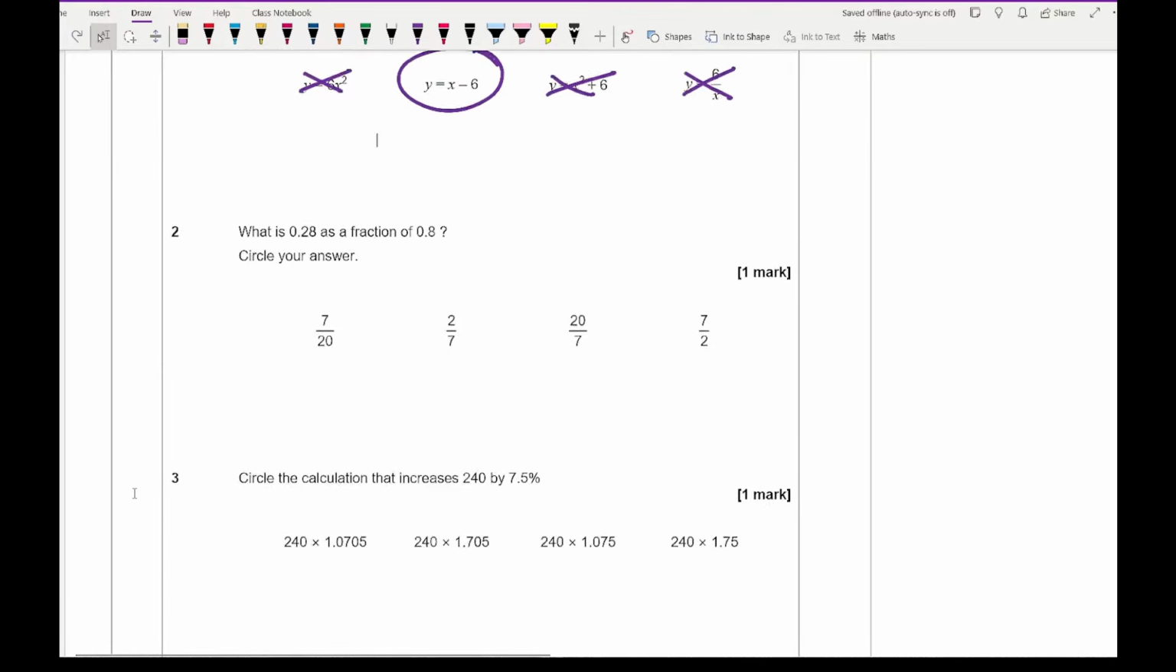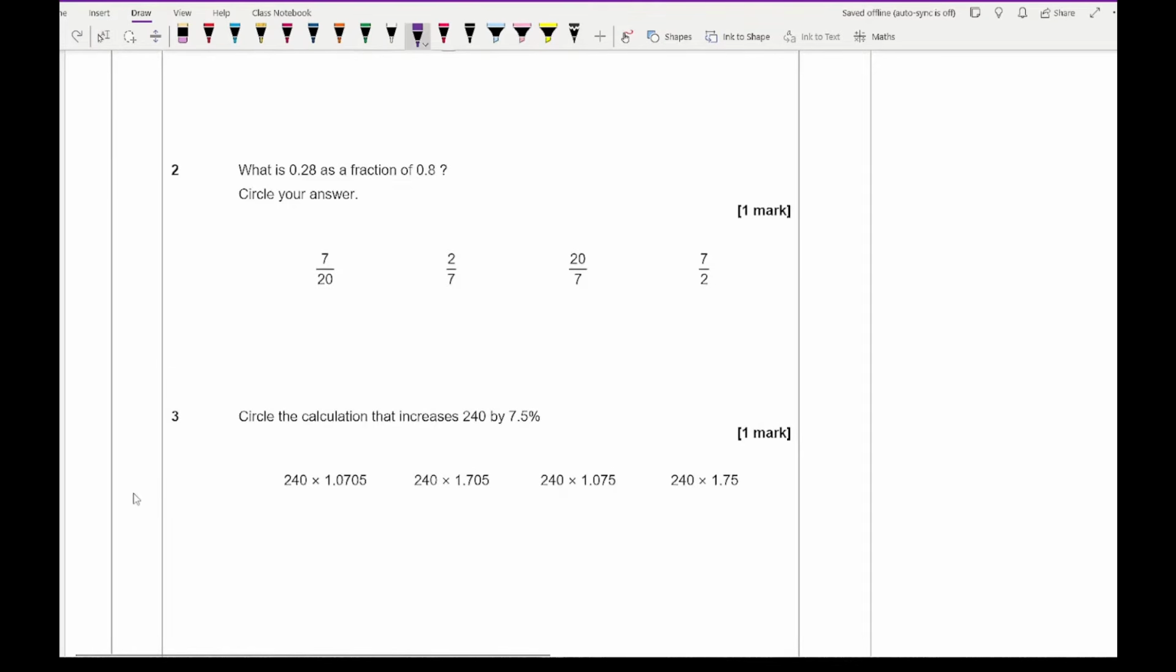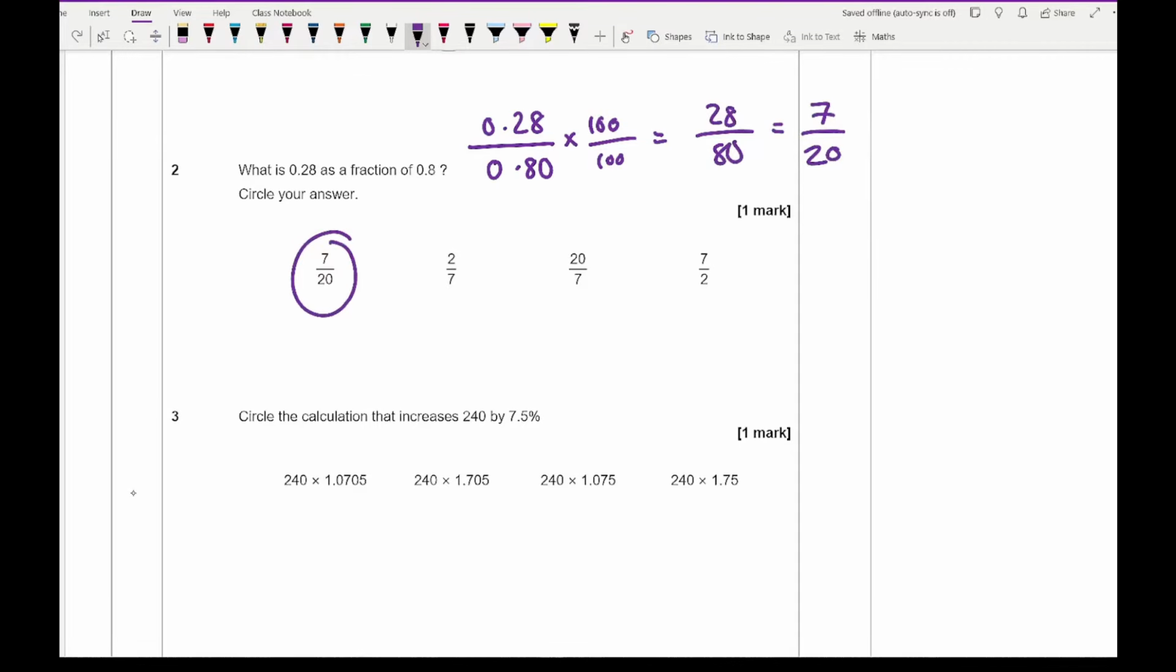Question 2, it says what is 0.28 as a fraction of 0.8. So for this, we write it as a fraction using those decimals, and then we multiply both numbers by the same number so that both numbers are whole numbers. If I multiply both numbers by 100, I get 28 over 80, and then I simplify that fraction by dividing by 4, and I get 7 over 20, which is my first option.